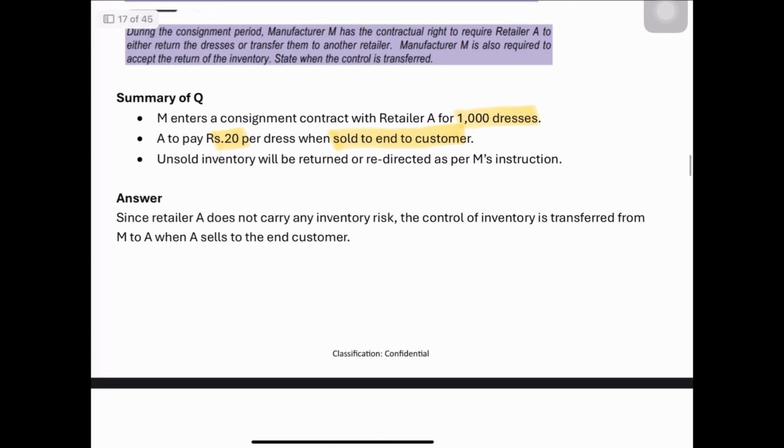In this case, since retailer A does not carry any inventory risk, the control of inventory is transferred from M to A only when A sells to the end customer.